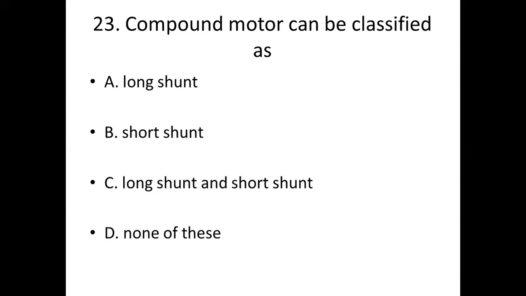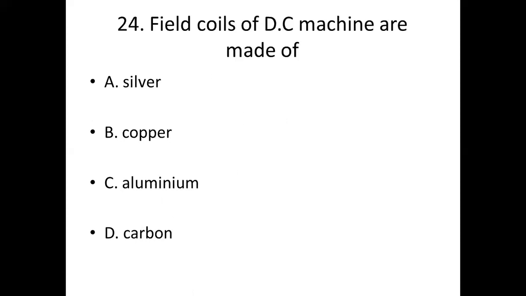Option C, long shunt and short shunt. 24th bit. Field coils of DC machines are made of option A, silver. Option B, copper. Option C, aluminium. Option D, carbon. Answer guess cheyandi.